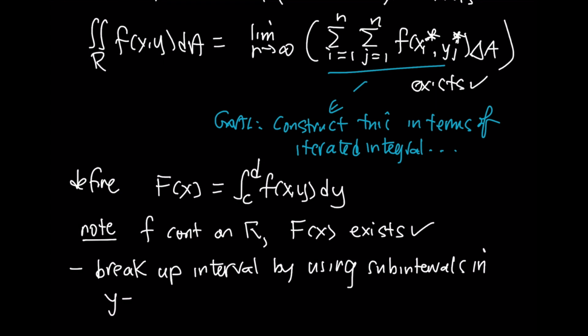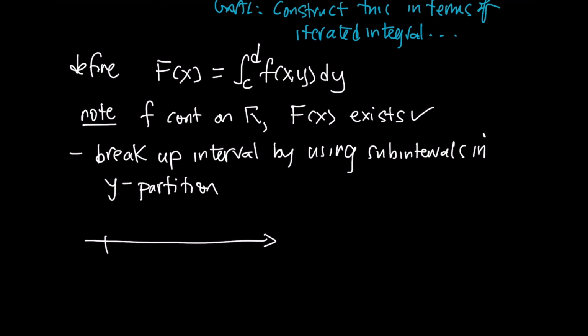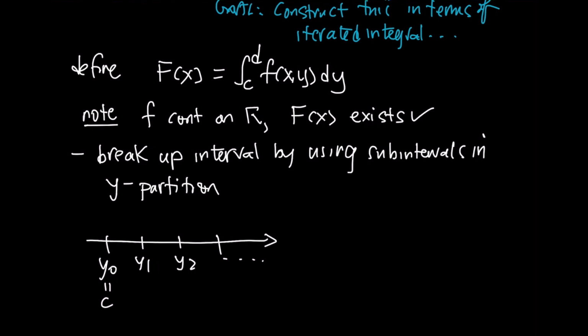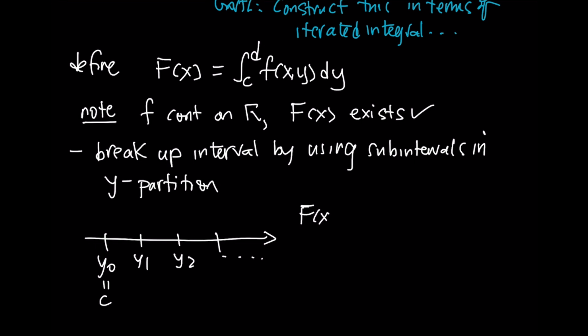Now what we're going to do is break up the interval by using the subintervals in the y partition. To try to show that to you, I'm just going to take a mock-up here of the y-axis. There'll be y0, y1, y2, all the way down. This integral here begins at c, and so what we'll say is that this function capital F of x is going to be an integral from y0 to y1 plus an integral from y1 to y2, and this will go all the way down from yn minus 1 to d.